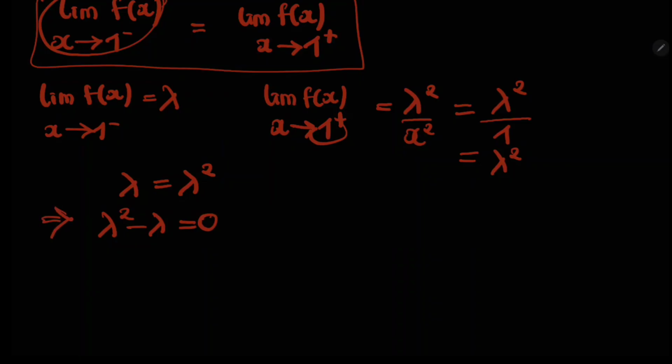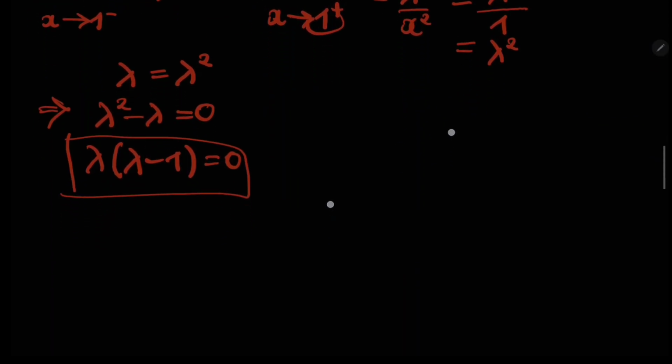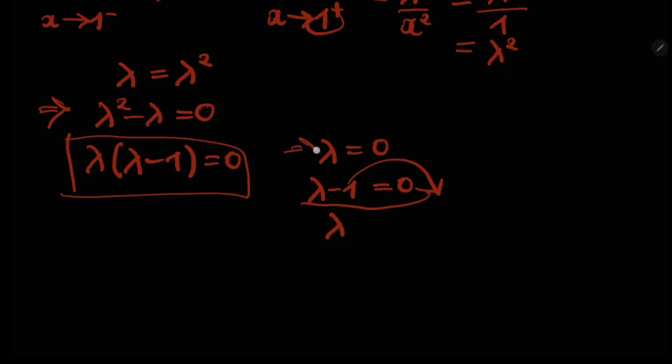So from here we can factor out lambda. Let's do it. Lambda, so we will be left with lambda minus 1 equal to 0. As you can see, we are going to have two values of lambda from this. We have lambda equal to 0 and lambda minus 1 equal to 0. We'll just send this 1 to the other side, so that is lambda equal to 1. So here we have two values of lambda, that is lambda equal to 0 or lambda equal to 1.